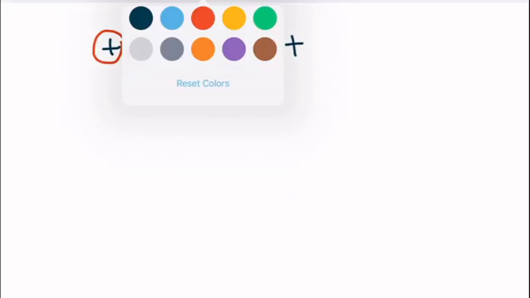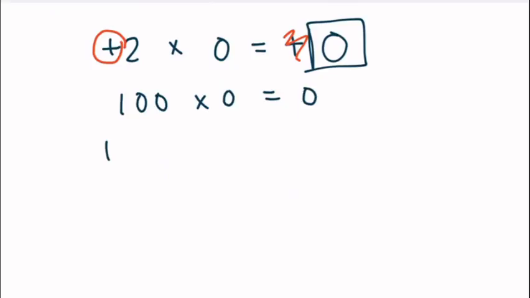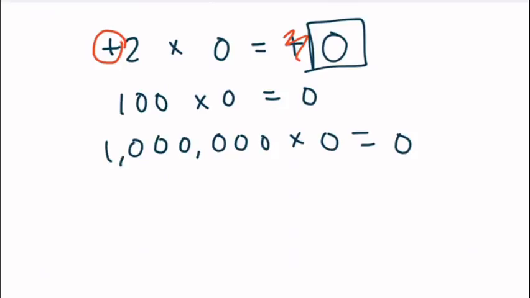Let's do some equations with 0. Take positive 2 times 0. So because the integer you are multiplying with is positive, you would think that the answer would be positive. But no, anything that you multiply with 0 is just simply 0. So 100 times 0 is 0. 1 million times 0 is 0. And 0 times 0 is 0.